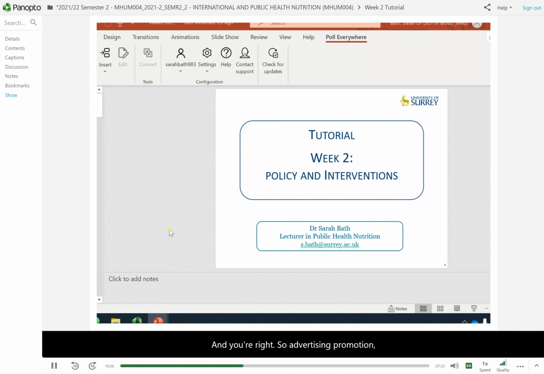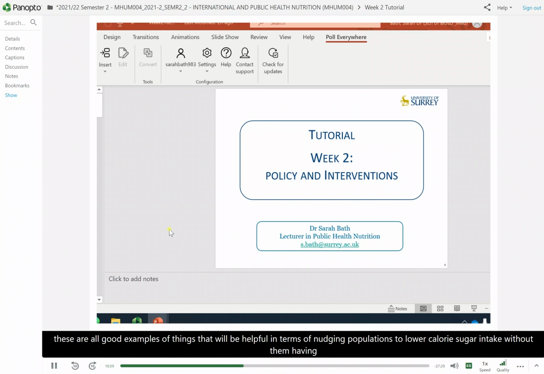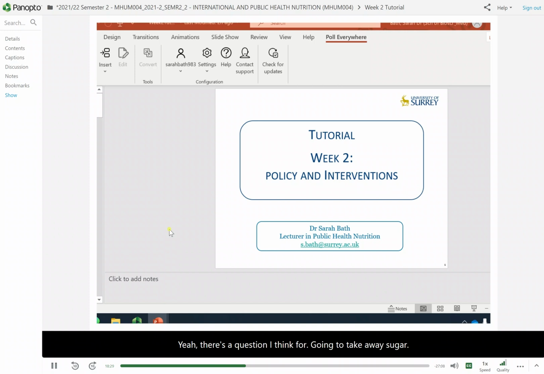Good. And you're right, so advertising, promotion, these are all good examples of things that will be helpful in terms of nudging populations to lower calorie and sugar intake without them having to do anything themselves. So reformulating products and removing advertising is something that will affect exposure for everybody. Yeah, there's a question.